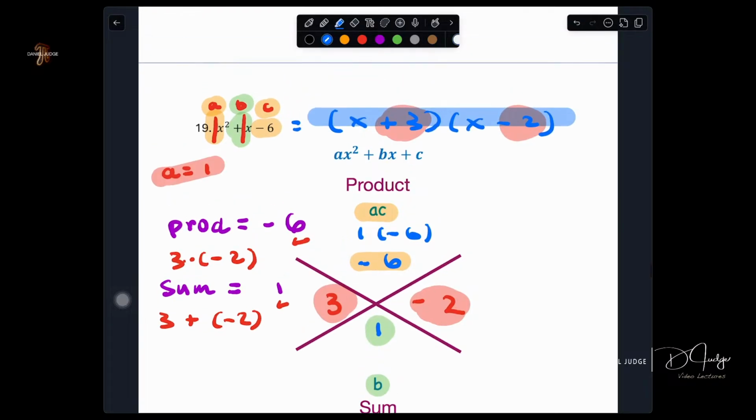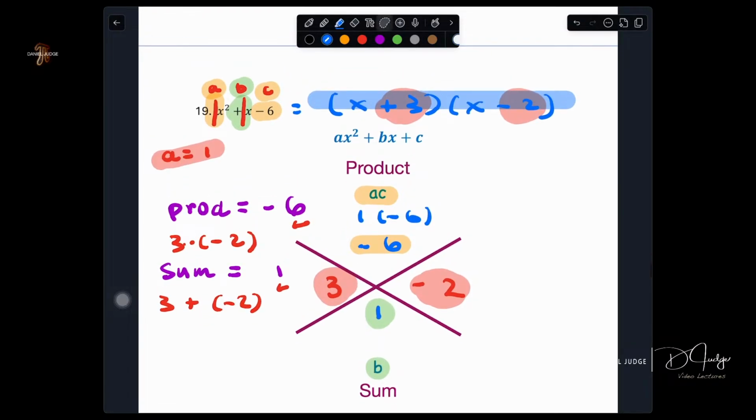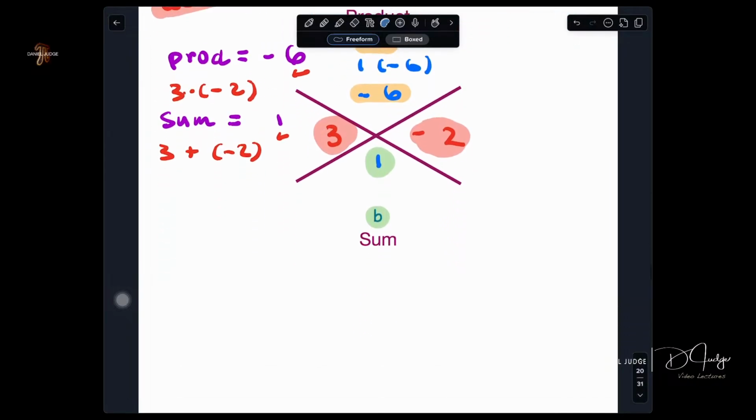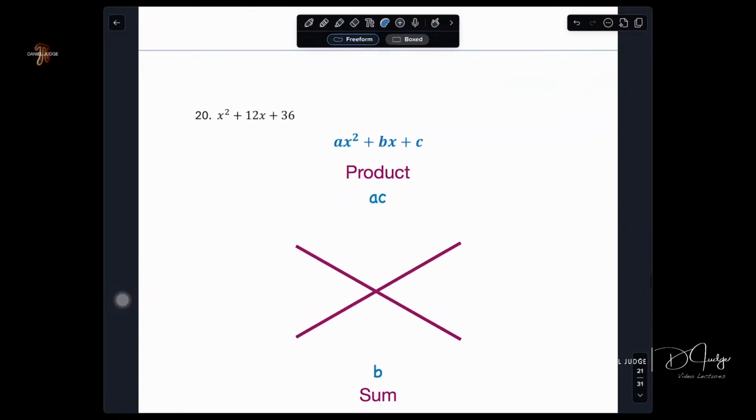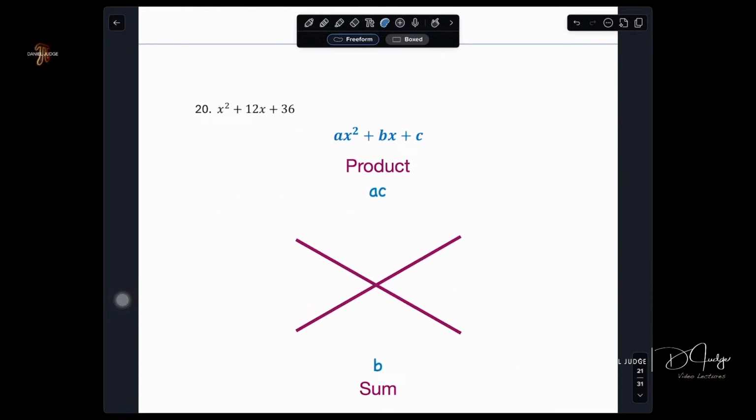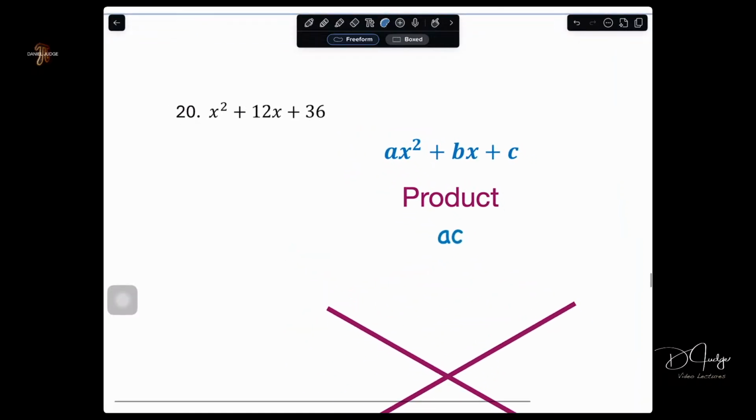And you factored. This is factoring by the crisscross method. Now, I know this is review, and you might say, boy, Mr. Judge, you're doing a lot of this review. Yeah, well, maybe it's needed.